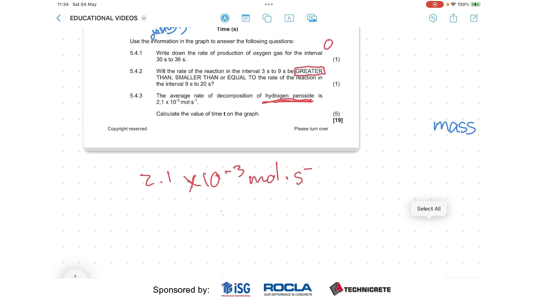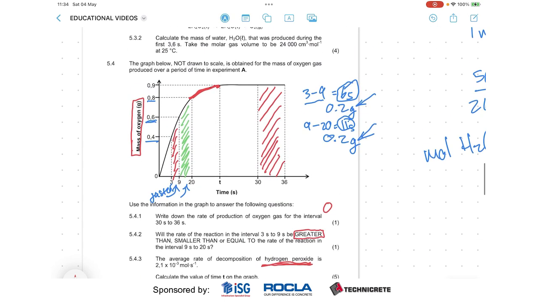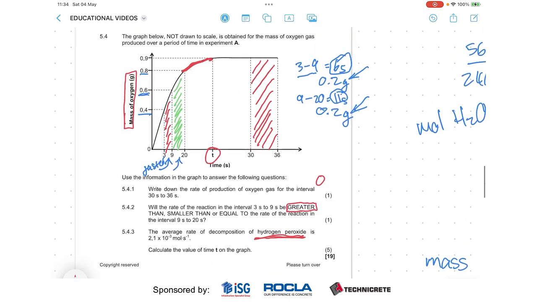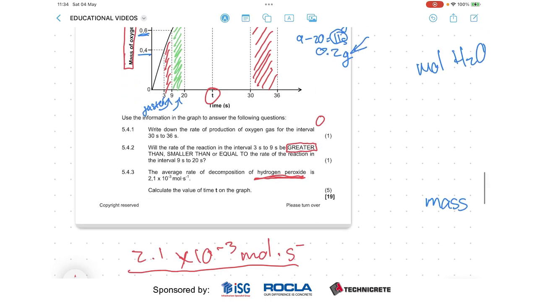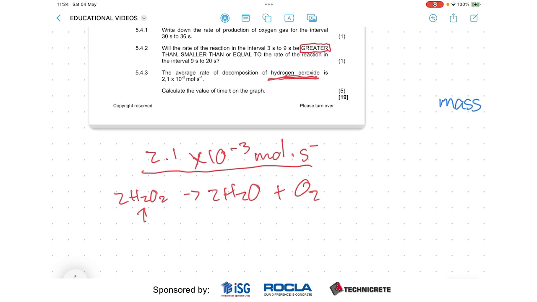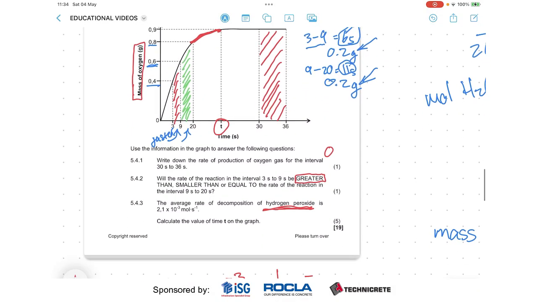Okay, so let's think of this. Might as well just rewrite the equation. So we have H2O2 forming 2H2O and oxygen. And the rate of decomposition of this is given here, and we want to figure out time t. So we know that for every mole of H2O2 decomposed, we have half a mole of O2. So the first thing is the mass of O2 between 20 and t is 0.1. So let's calculate that in moles.